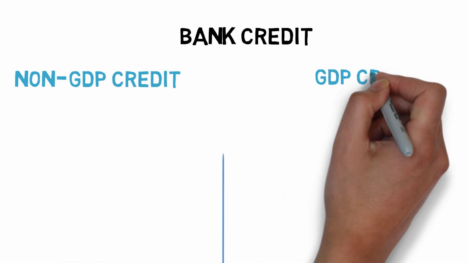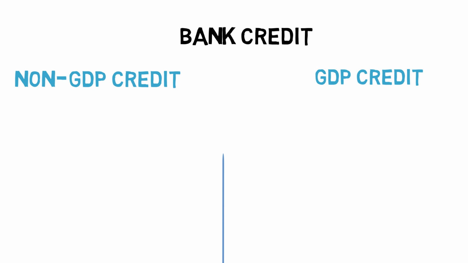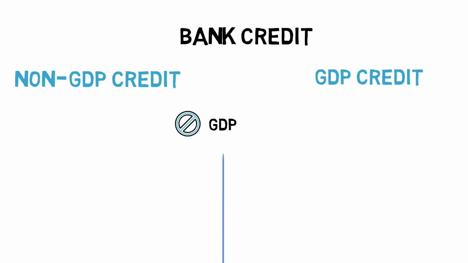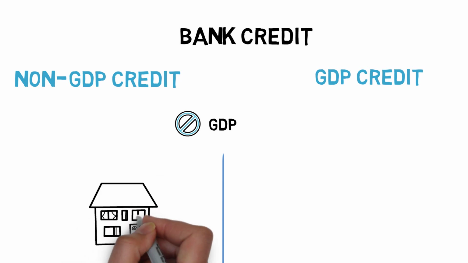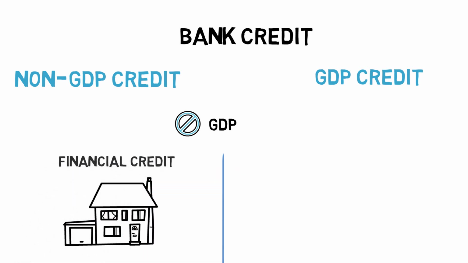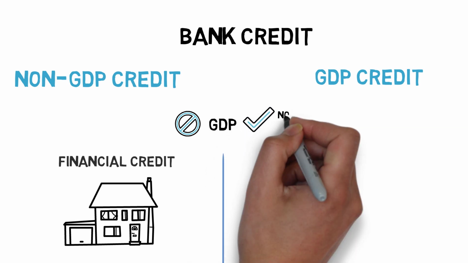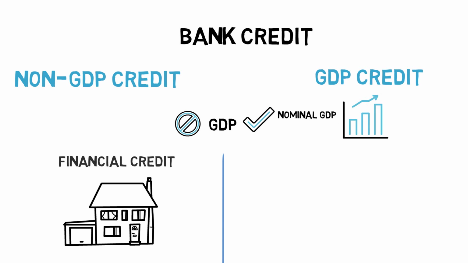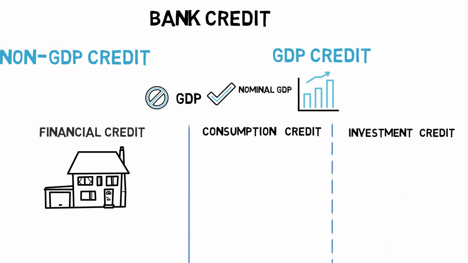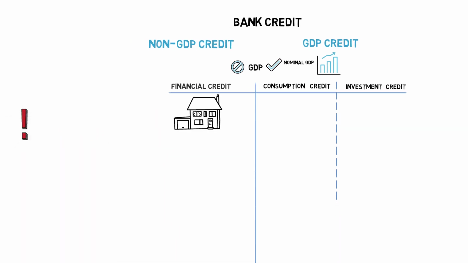Bank credit can be categorized as either being non-GDP credit or GDP credit. Non-GDP credit means a credit created is for a transaction that does not contribute to gross domestic product, such as a loan to purchase a new house. This credit is called financial credit creation. Whereas GDP credit directly contributes to the growth of nominal GDP. This category can be split further into two types of credit: consumption credit and investment credit. As you can see, we now have three types of credit that can be created. Each type affects the economy differently, so it's important for us to be aware of how much credit is being extended and what it's being used for.